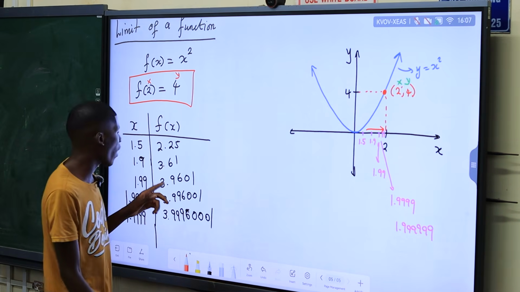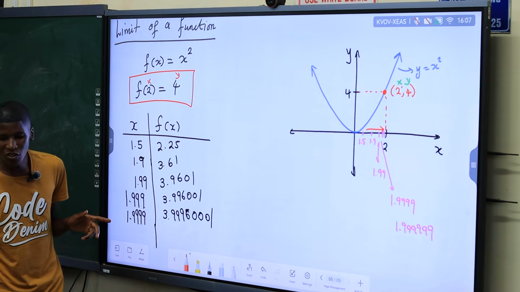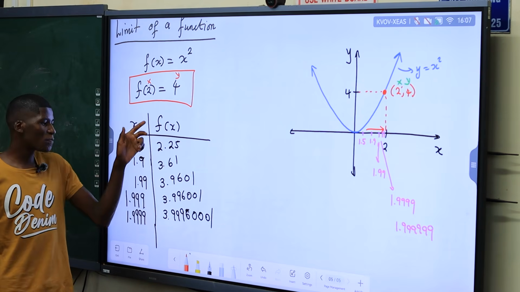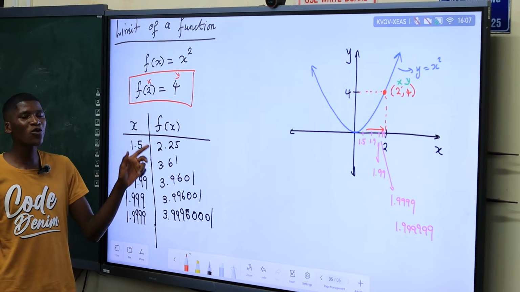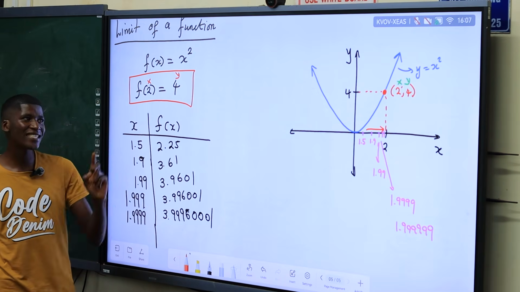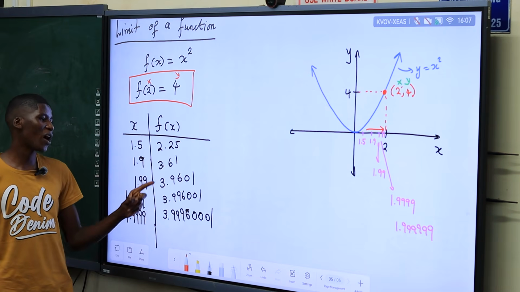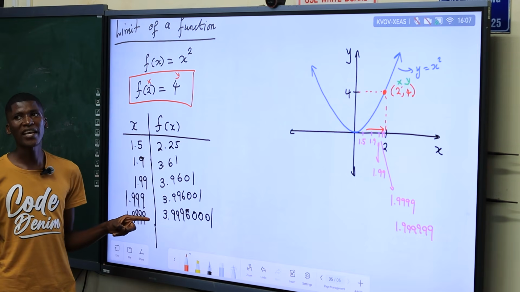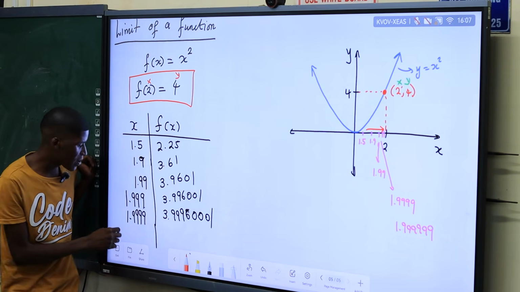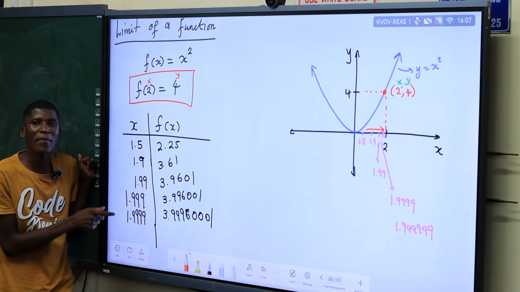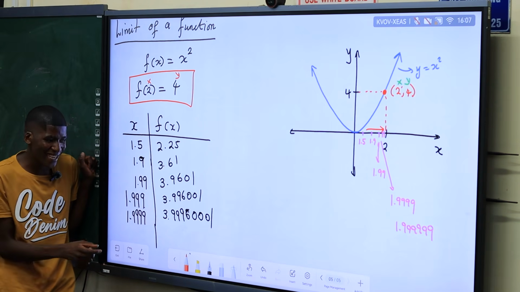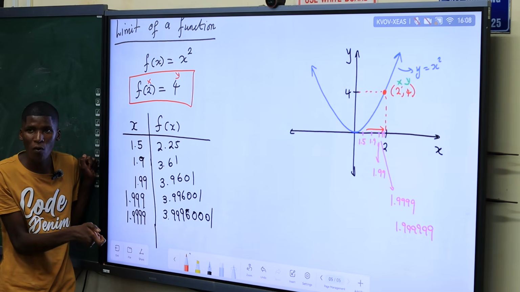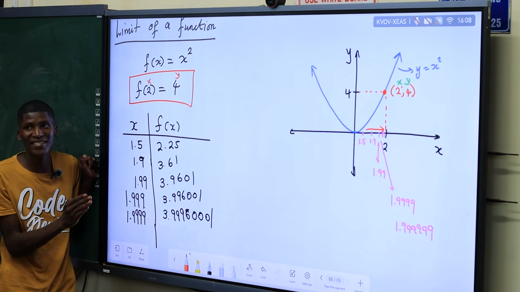We get closer here to 1.99999, so close and so close towards 2. Let us observe the y value we get from this function. What is it getting closer to? To 4. We can see that even if you keep on increasing the 9s, 1.999 with ten 9s, your value will get so much closer to 4, but it will not say 4 exactly.